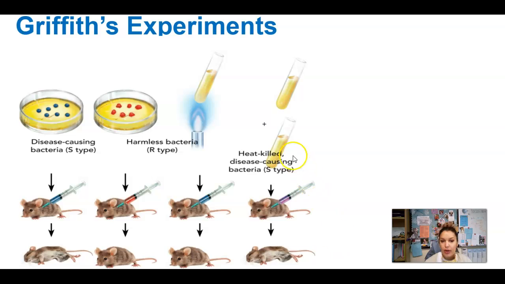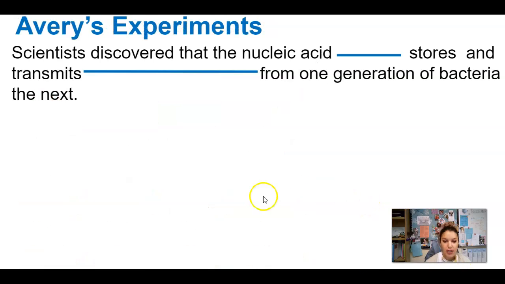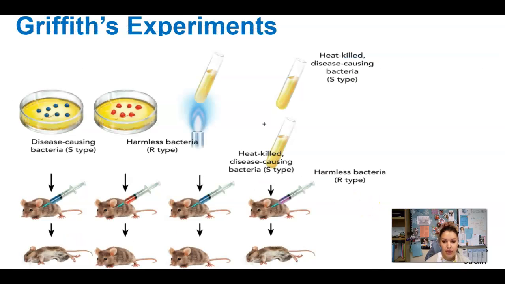All right, so heat-killed disease-causing bacteria is the S type, and this is a harmless bacteria mixed together, and then you can't see down here, but it does say the mouse dies of pneumonia because of this.